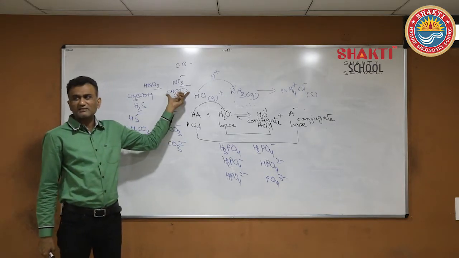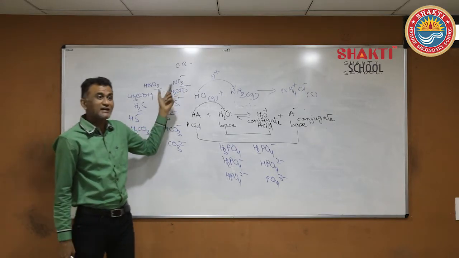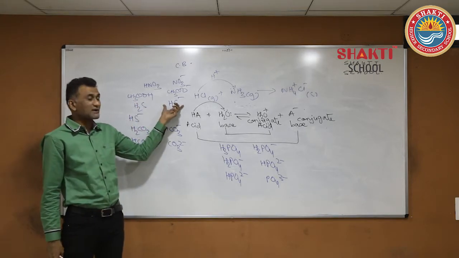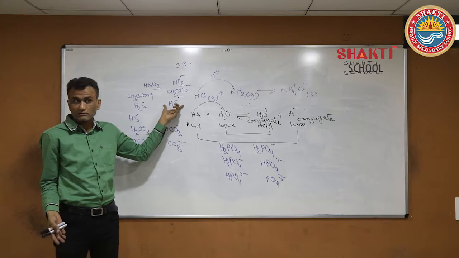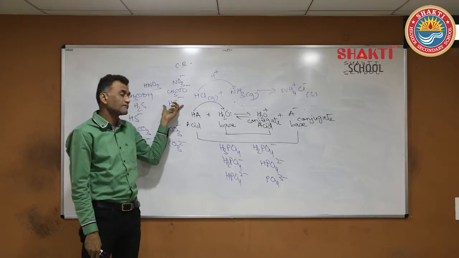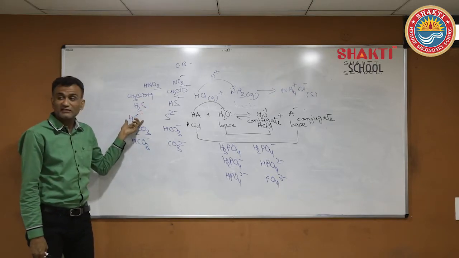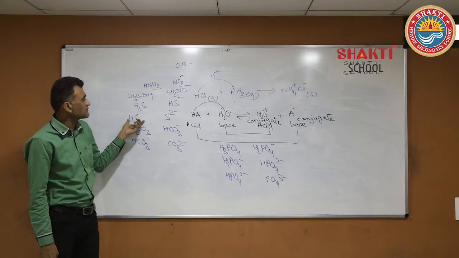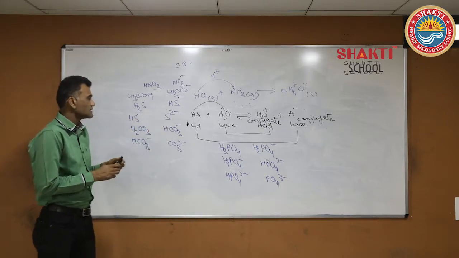CH3COO minus is a base. Conjugate acid of CH3COO minus is CH3COOH. HS minus is a base. So conjugate acid of HS minus is H2S. And HS minus is also an acid. Conjugate base of HS minus is S2 minus.